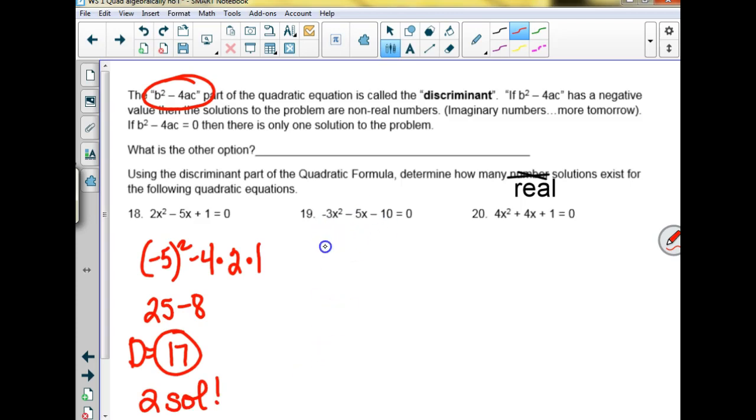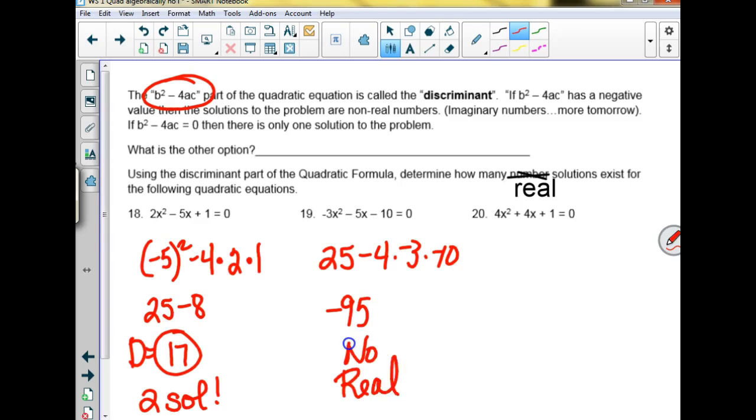If I did this question, b squared would be 25 minus 4 times negative 3 times negative 10. That would be negative 120. I get negative 95. That's probably wrong. But if I was doing quadratic, I'd get plus or minus the square root of a negative number. Does that have real solutions? No, so this has no real solutions.